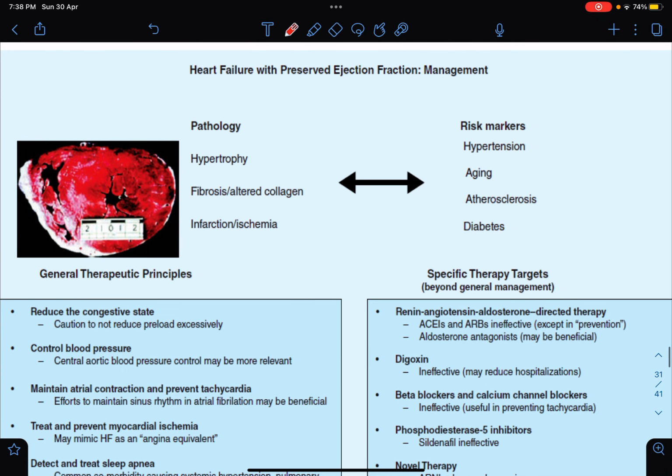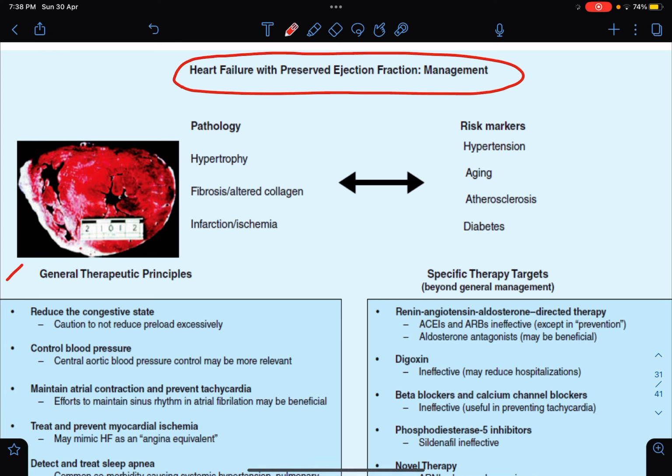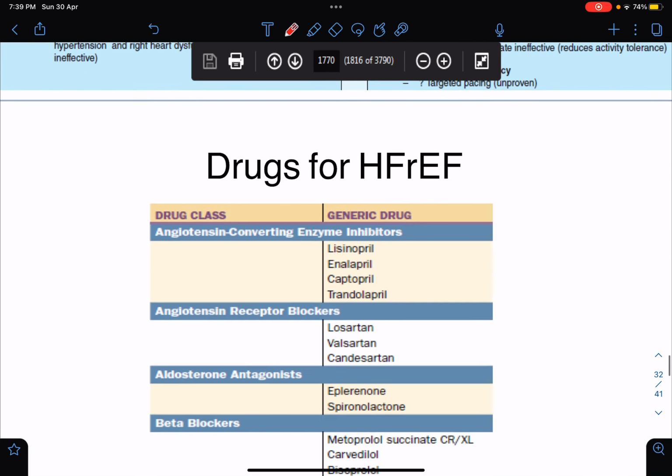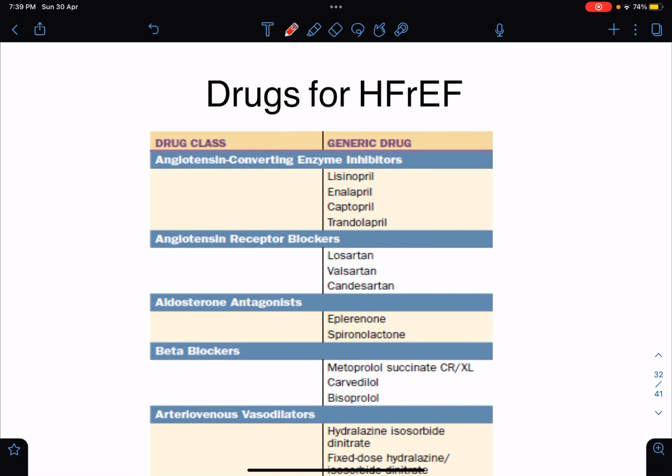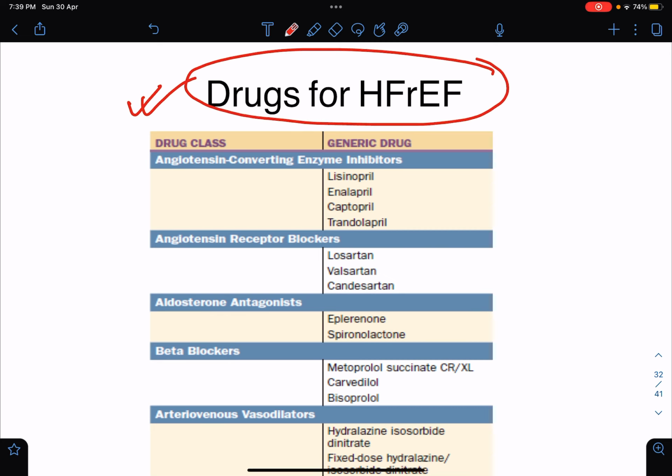Now, heart failure with preserved ejection fraction. I will not go into the detail of this chart. I will tell later on how we manage a case of heart failure with preserved ejection fraction. First, let's see heart failure with reduced ejection fraction. What are the drugs we use?